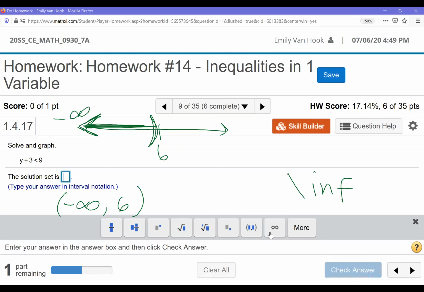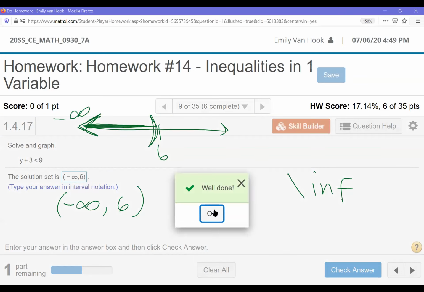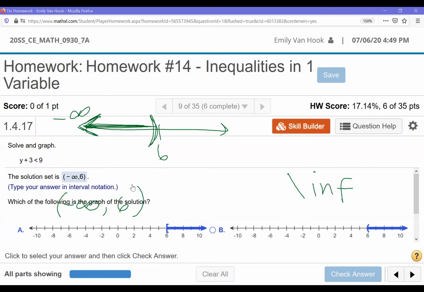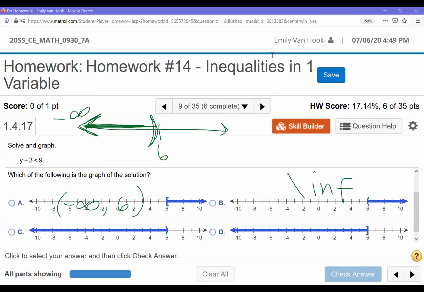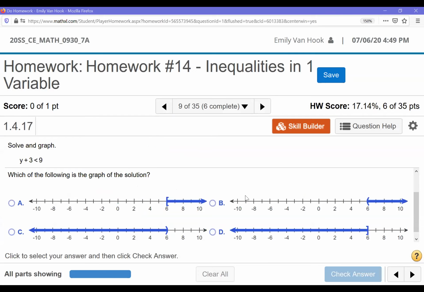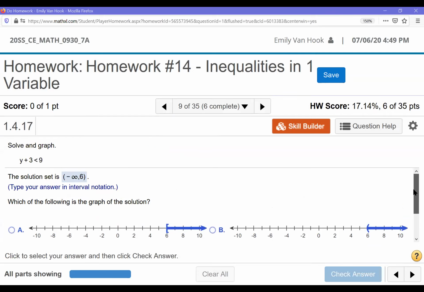Another way you can do it is you can click on this thing that says ordered pair, and I can type it that way: negative, infinity, and then 6. Oh, but then I have to get rid of that blue box. You won't be able to do that for square brackets though, so I'd rather just type it out.